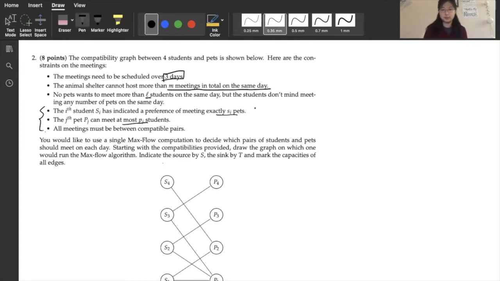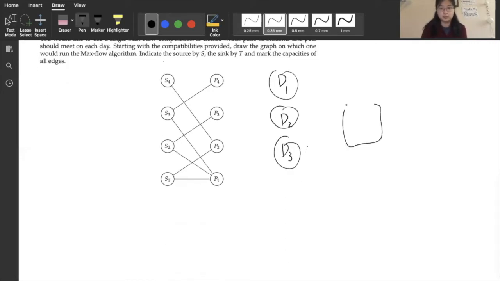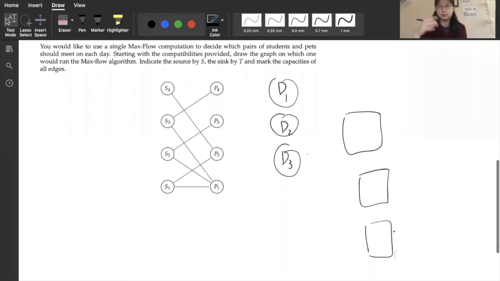One thing I could do is make a node for each day. I say, this is day 1. Maybe I'll use D1, D2, and D3. Or maybe I'm thinking that I should make 3 copies of this graph, in which case I'll have a 1 copy, 2 copy, 3 copy. And perhaps you have some other thoughts, but regardless of what thoughts you have, the first thing you should do is throw out some ideas of what kind of modifications you would like to do.